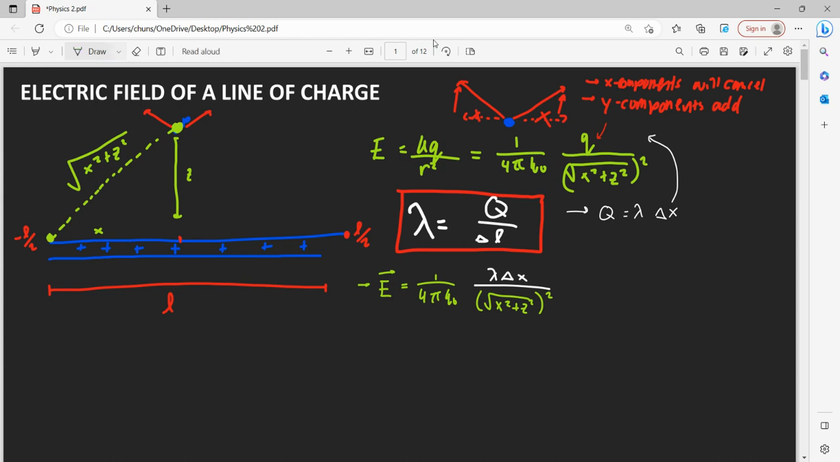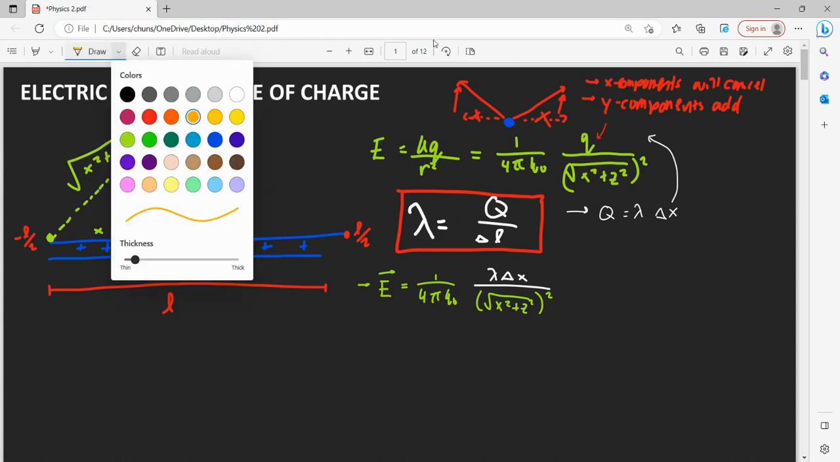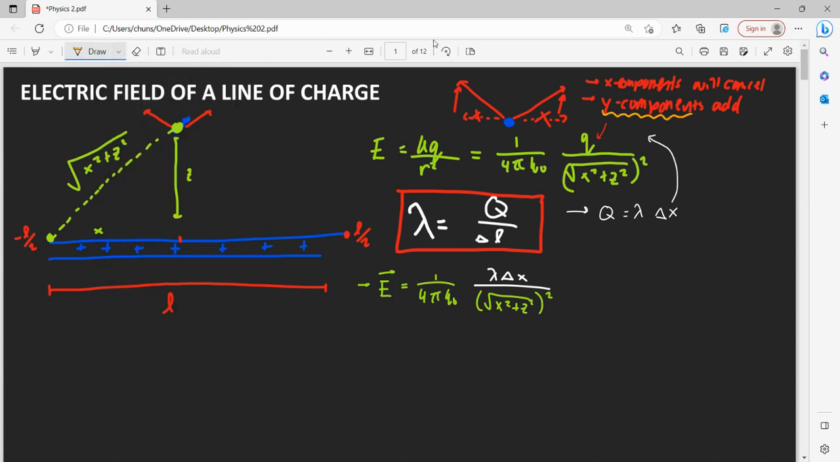But now we need to think about, since we determined that we only needed our y components to add, we have to use geometry to find what our representation of sine theta is, right? Because sine theta will give our y component that we are looking for. So I'm going to draw this triangle over here. Let's put it over here.